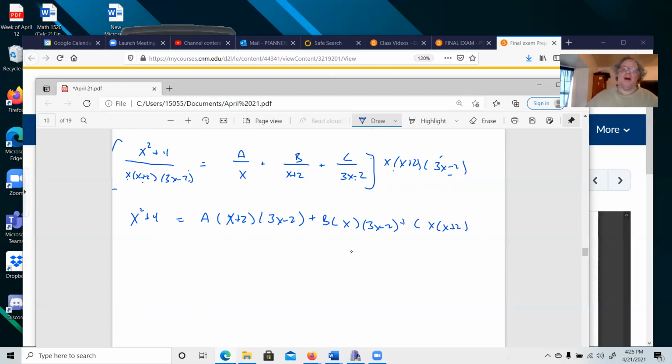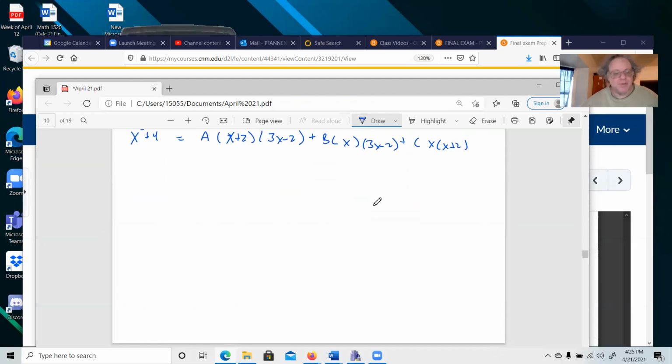Right. Now, for the people that are watching this that know that there's a shortcut, like, yes, there's a shortcut. For the people that don't know there's a shortcut, there's a shortcut. However, the problem that you have on your final, I don't believe works with the shortcut. So I'm going to go ahead and do this the long way so that you can see the full thing.